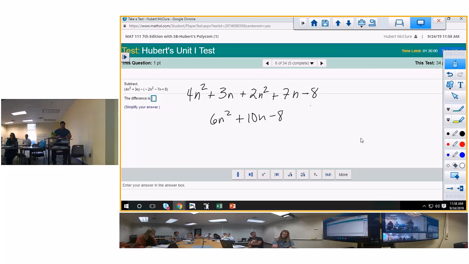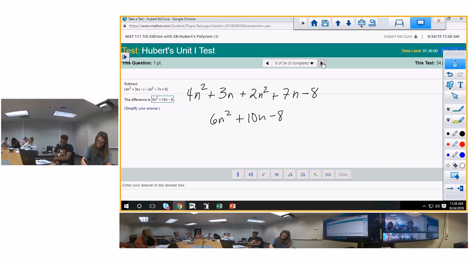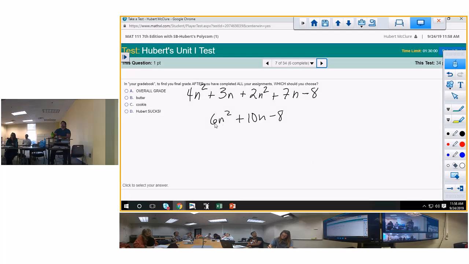So that's going to be 6n squared, I'm trying to hurry, plus 10n minus 8. Next. And it's supposed to randomize it. It's supposed to mix them up. Sometimes it does, sometimes it doesn't.